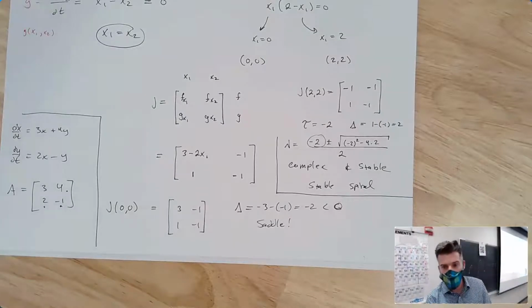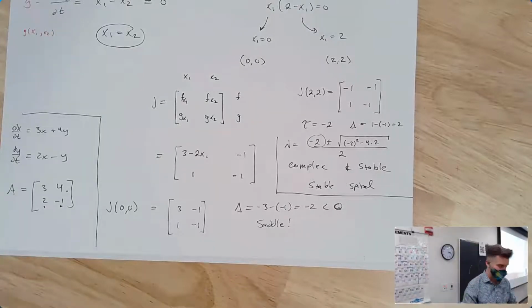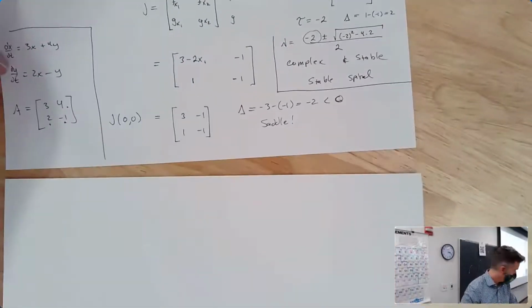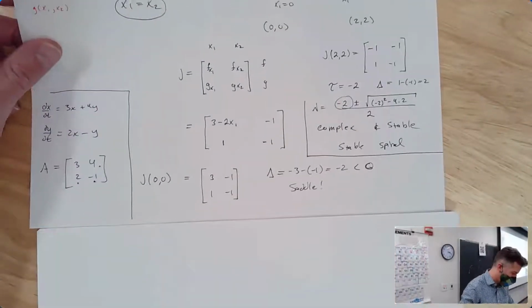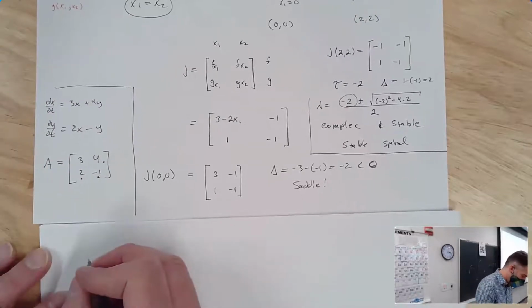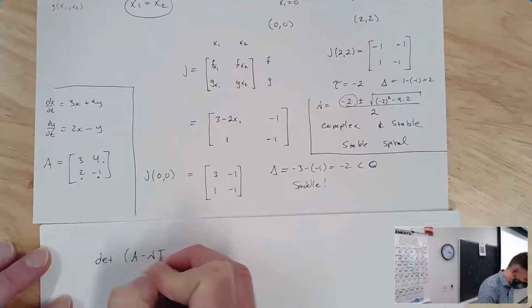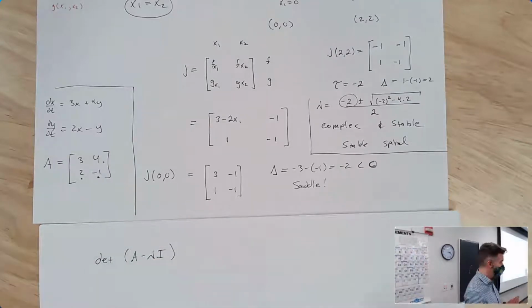The quadratic formula is negative b plus or minus the square root of b squared minus 4ac over 2, but you have it as b. Well, here's the thing. That's an excellent observation. Here's where this is actually coming from. When you take the determinant of A minus lambda I, here's what you actually get.